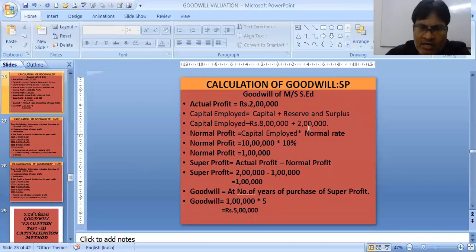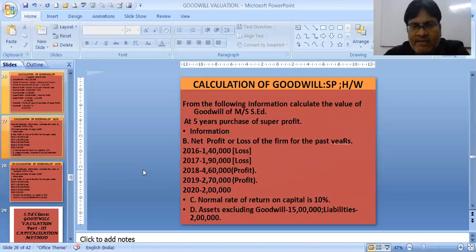Same thing again: normal profit is 10% of 10 lakhs, that is, capital employed was 10 lakhs into 10% normal rate of return, 1 lakh. So we got super profit of 1 lakh again. Actual profit was 2 lakhs and normal profit is 1 lakh. Therefore, goodwill, at number of years purchase, comes to 5 lakhs.